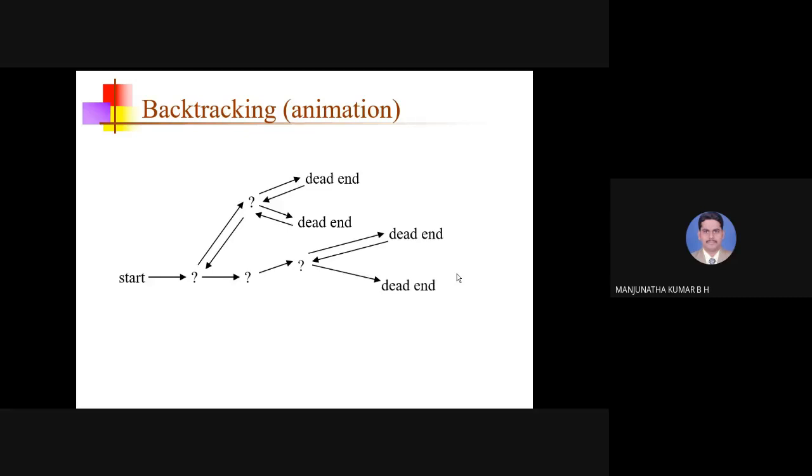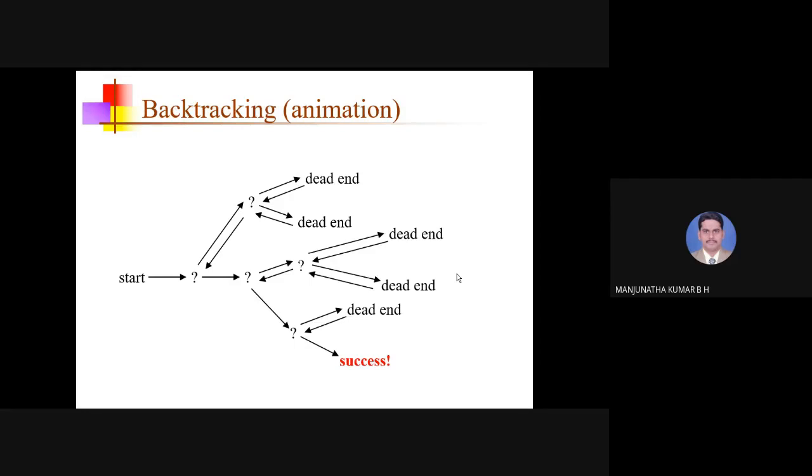It may not be with the goal node. Backtrack. Backtrack. Now take another decision. Again dead end. Backtrack. Okay, now it is success. We reach the goal node. I hope the concept of backtracking is clear now.